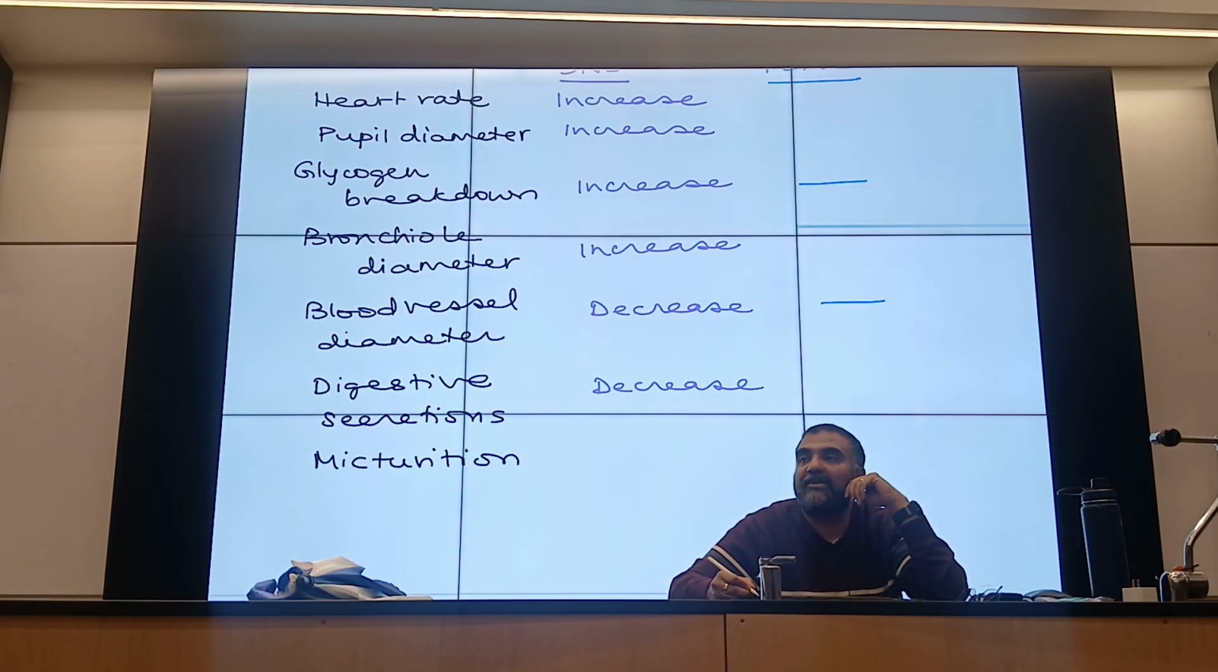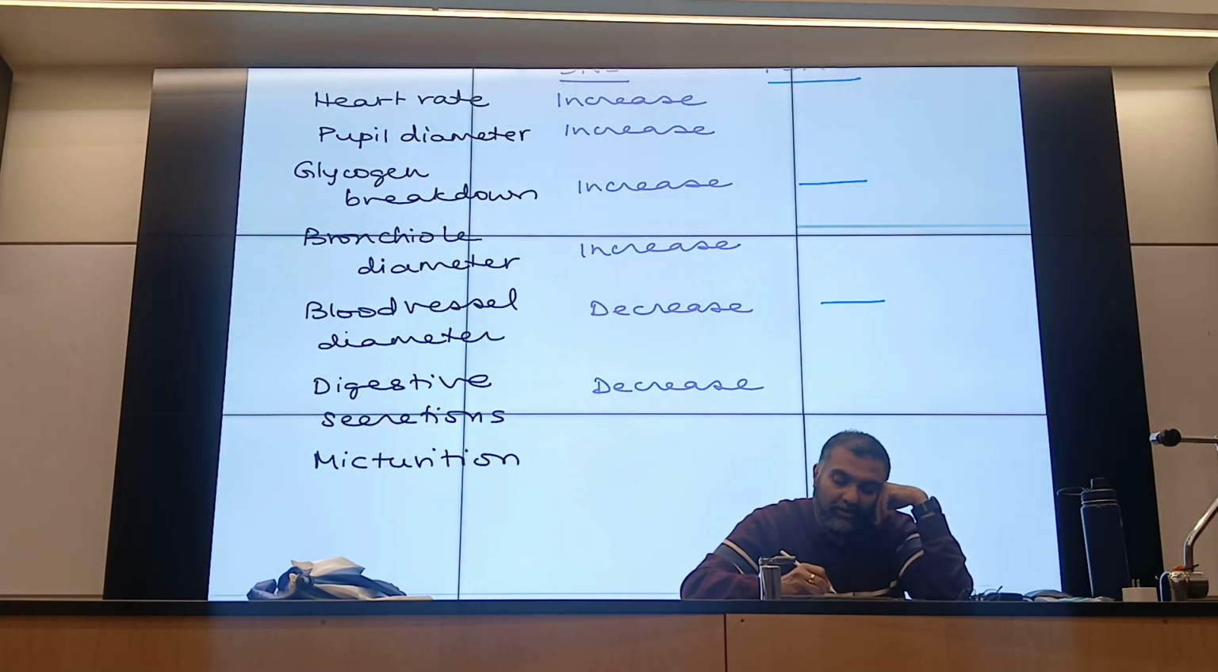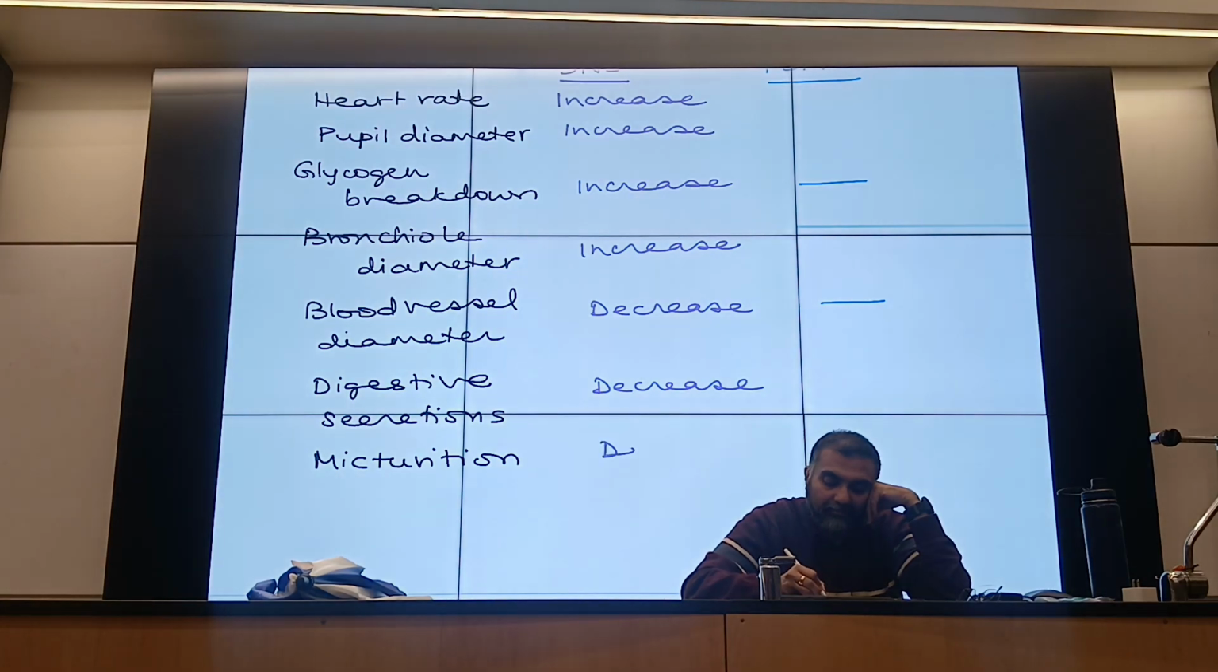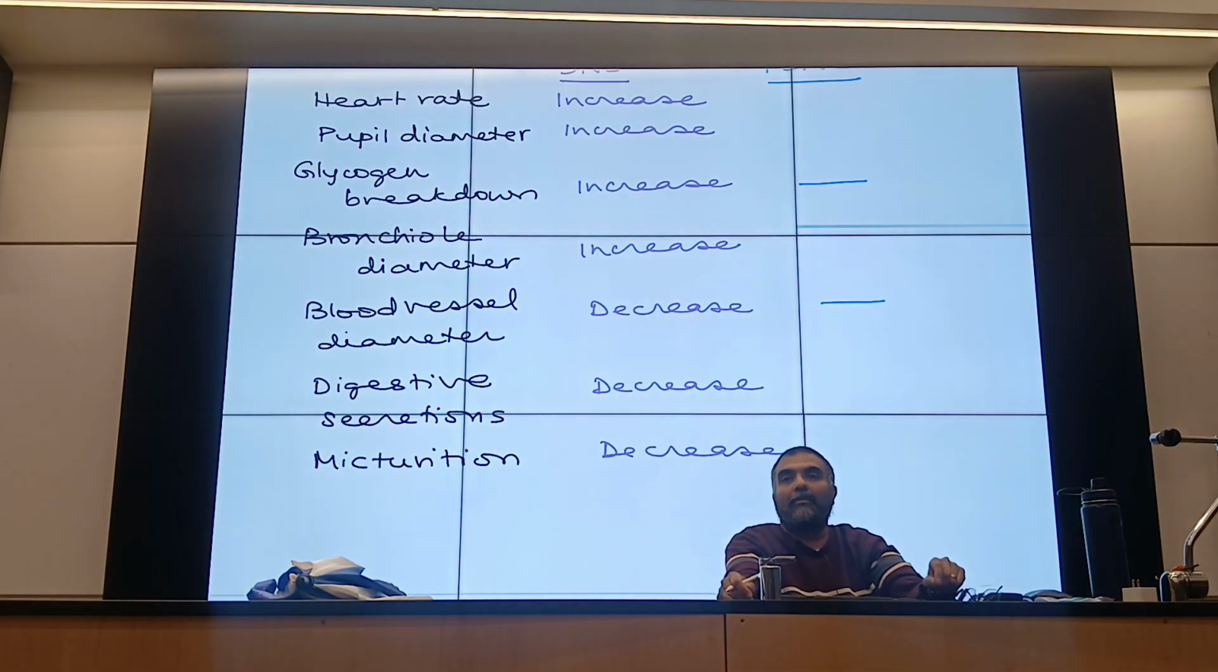Okay, micturition means peeing. You will decrease it. In fact, you will stop it. Okay. Last thing you want to do is stop. And in a lot of animals, they have to get the penis out of their bone and then pee. If you're in a dangerous situation, that's the last thing you want to do.